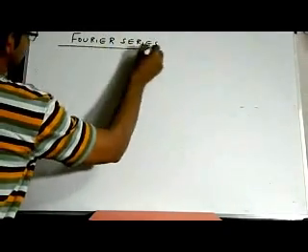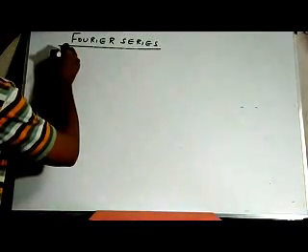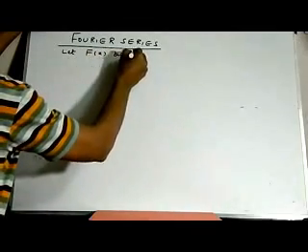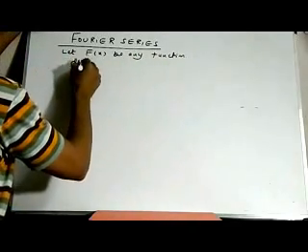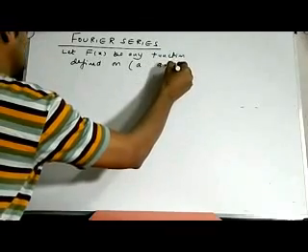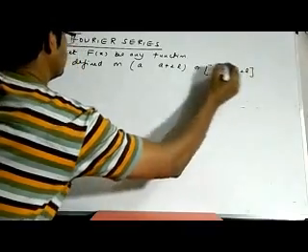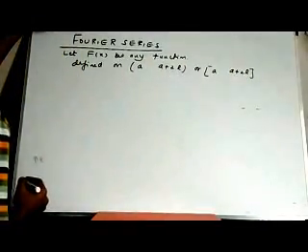Just try to understand the concept. In order to have a Fourier series, we need to have some conditions. Let f(x) be any function defined on a to a plus 2l, where a and l are any constants.